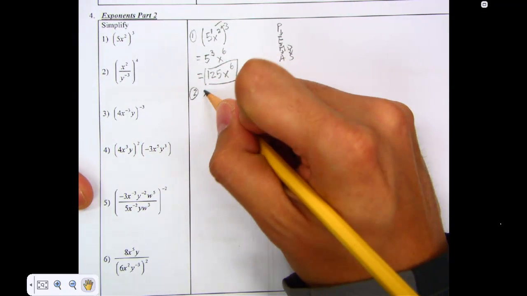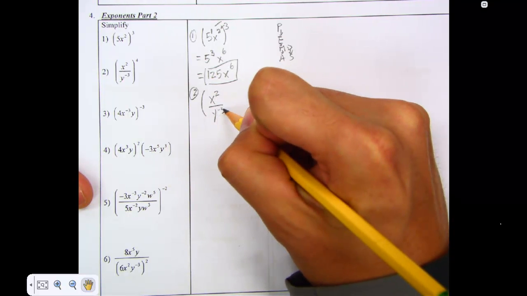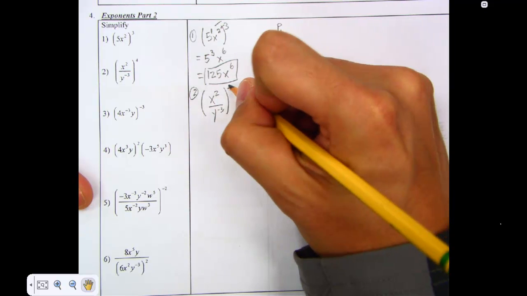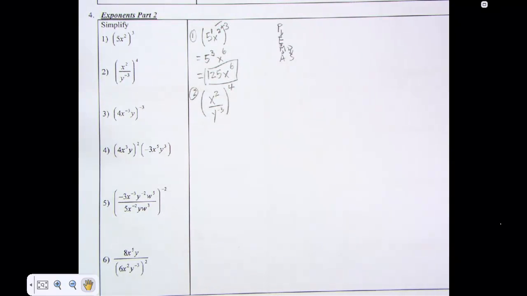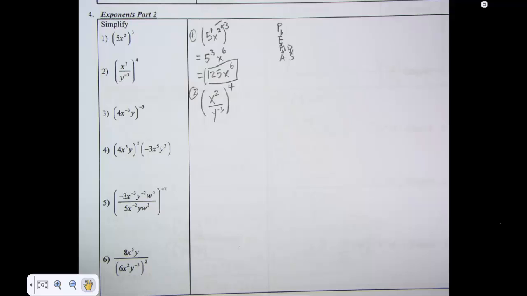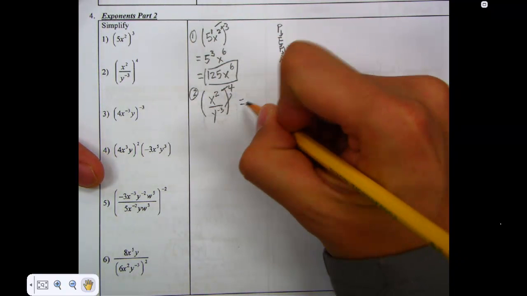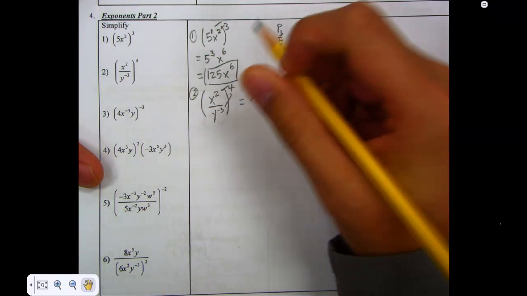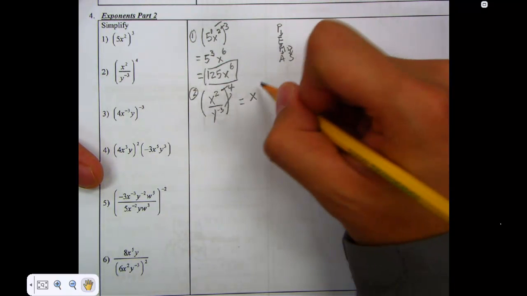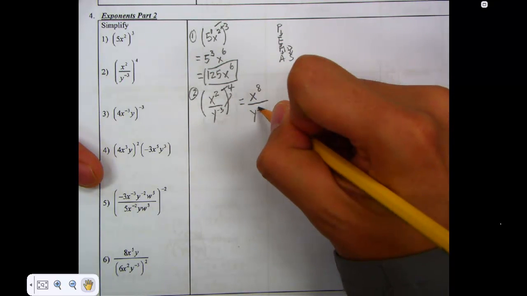and go ahead and copy the problem. X squared divided by y to the negative third power all to the fourth power. Okay, there's parentheses, so with the exponents, I'm going to multiply. So that's going to be x to the 2 times 4 is 8. Y to the negative 3 times 4 is negative 12.